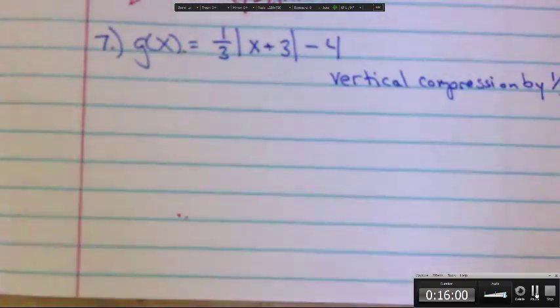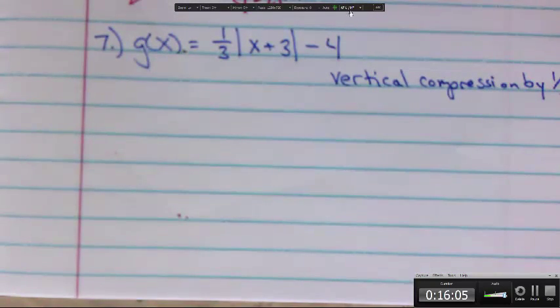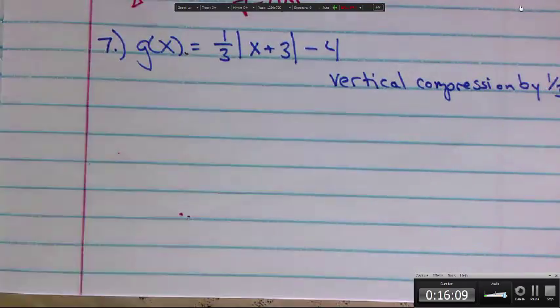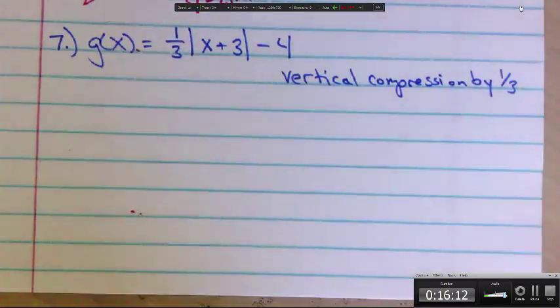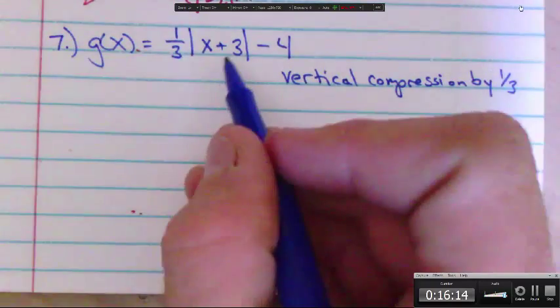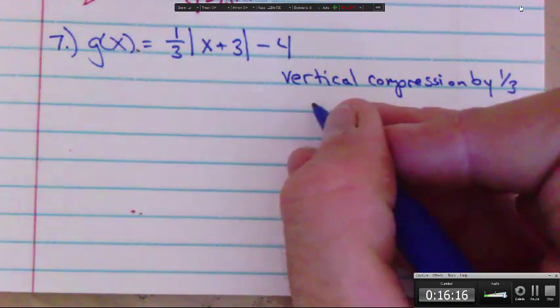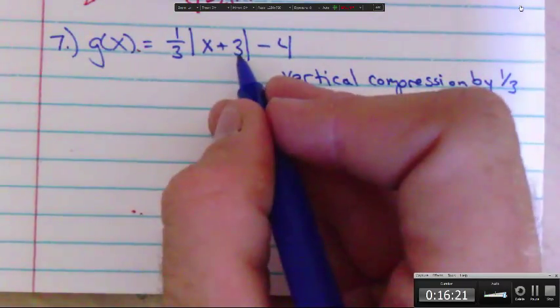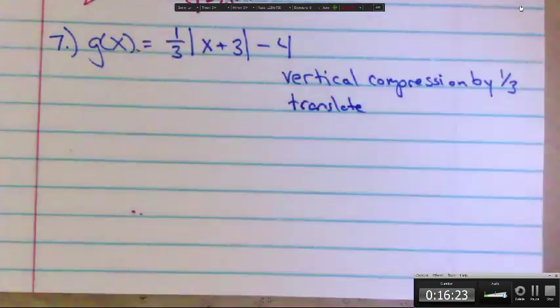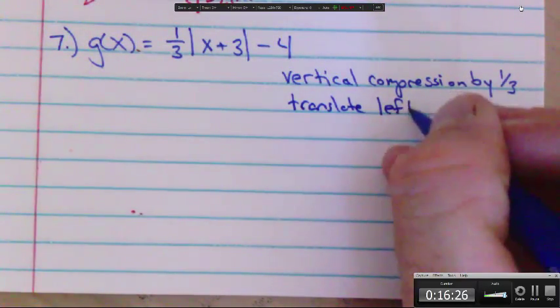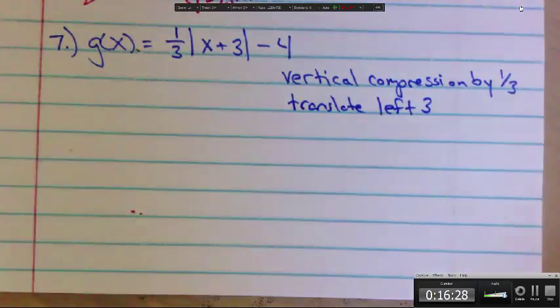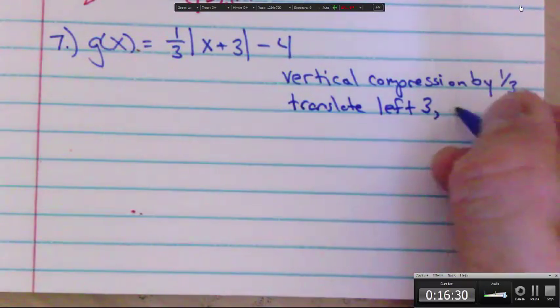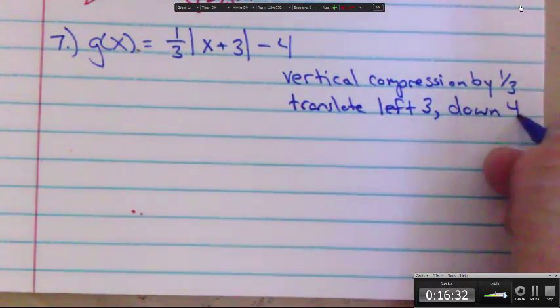Number 7 is g of x equals 1/3 absolute value of x plus 3 minus 4. The amplitude being 1/3 tells us there's a vertical compression by 1/3 because it's less than 1. The plus 3 means we're going to translate. And then remember, when you add 3 inside of the function, that's doing the opposite of what you would think. So that's a translate left 3. Minus 4 means we're going to translate down 4.